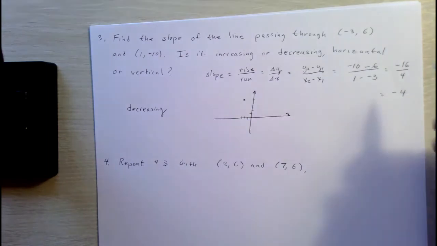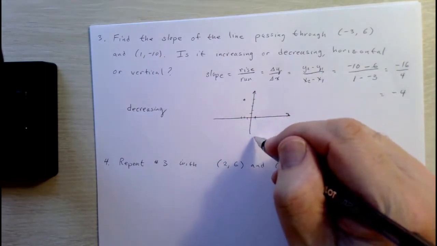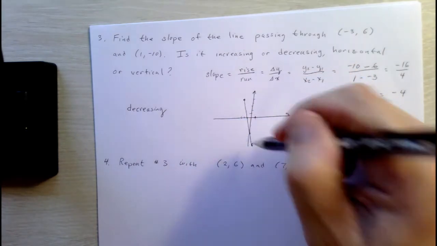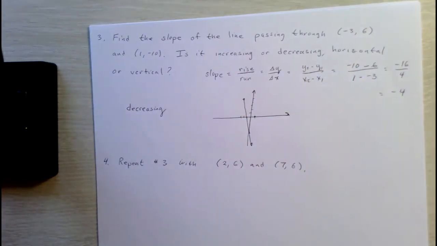Going to be this point, and then 1, -10. That's going to be way, way, way down here, and so the line is going to be very steep, and the slope will be negative.